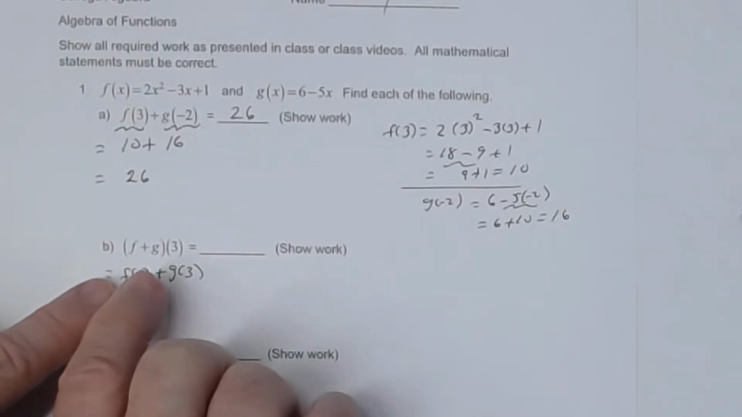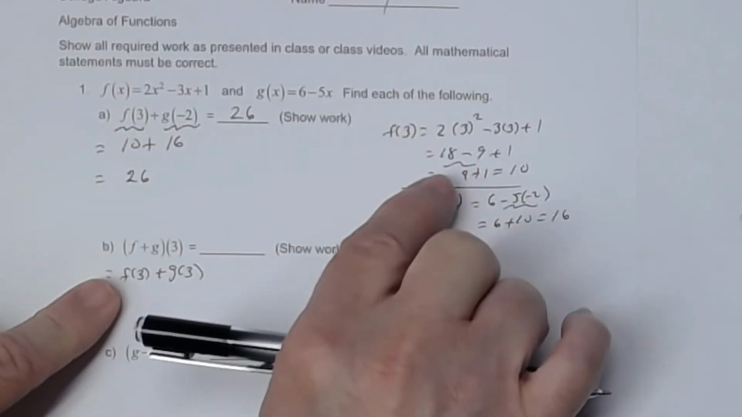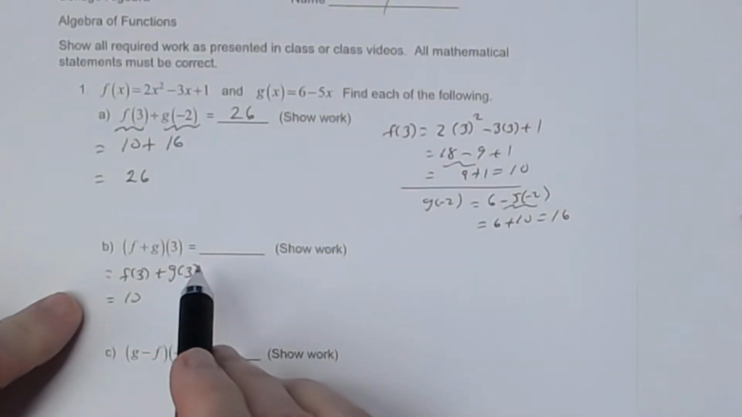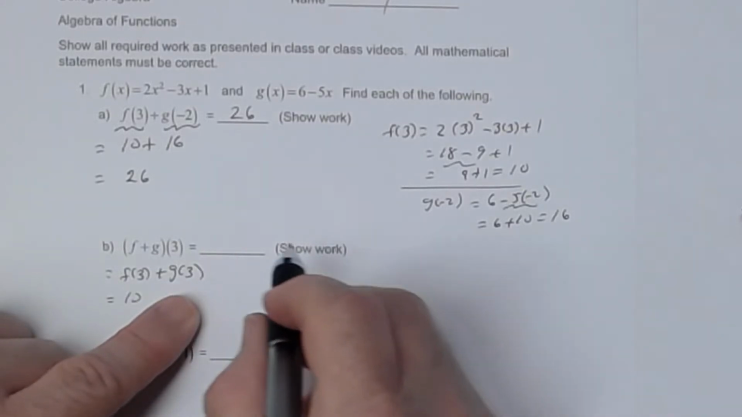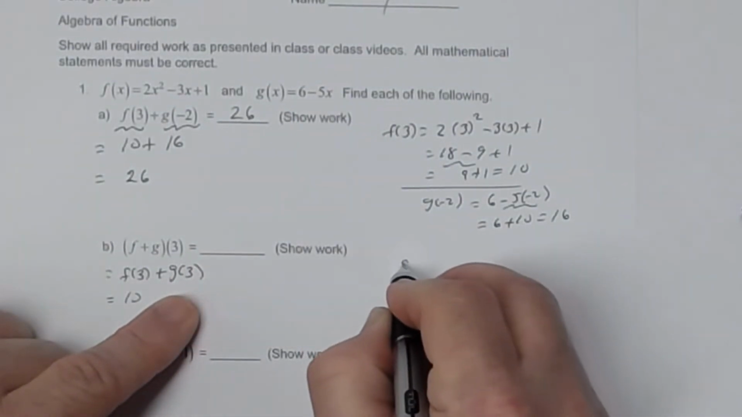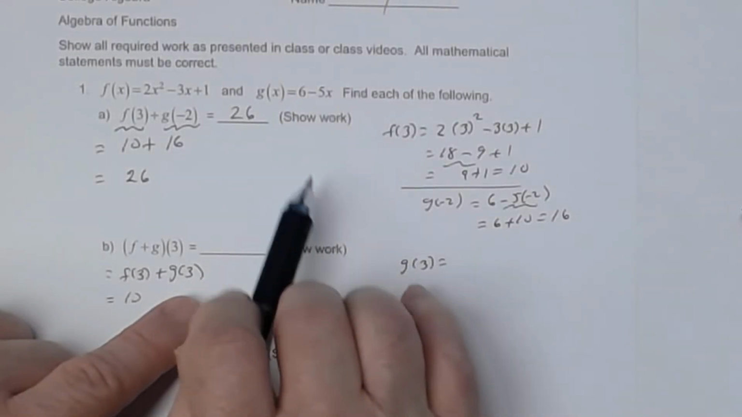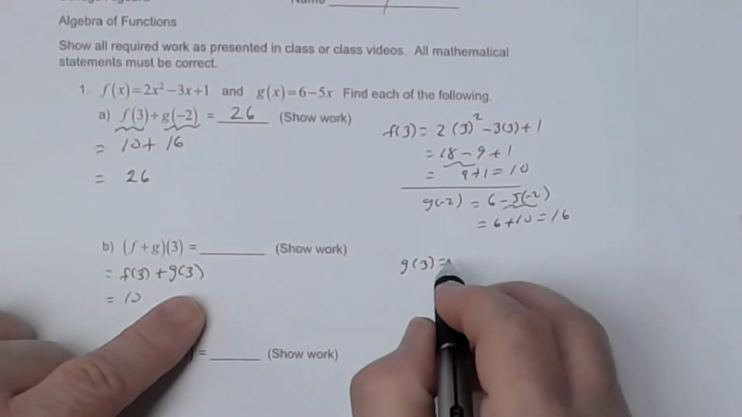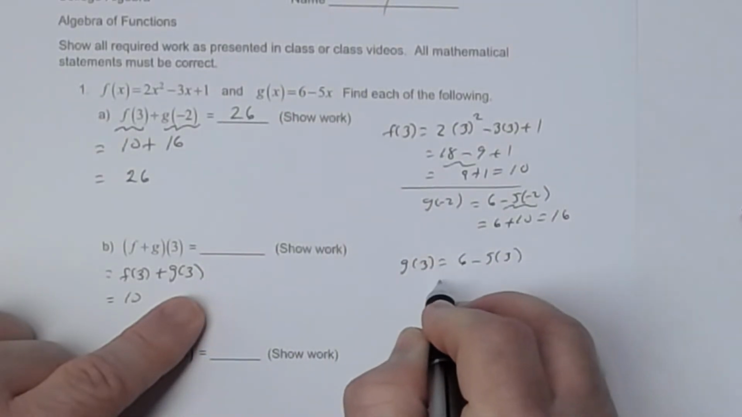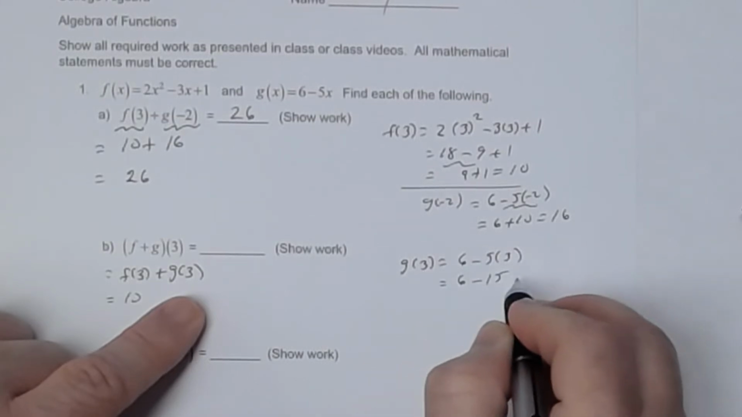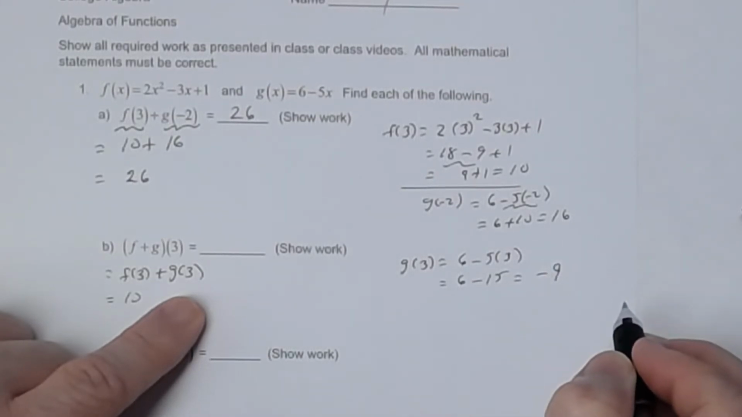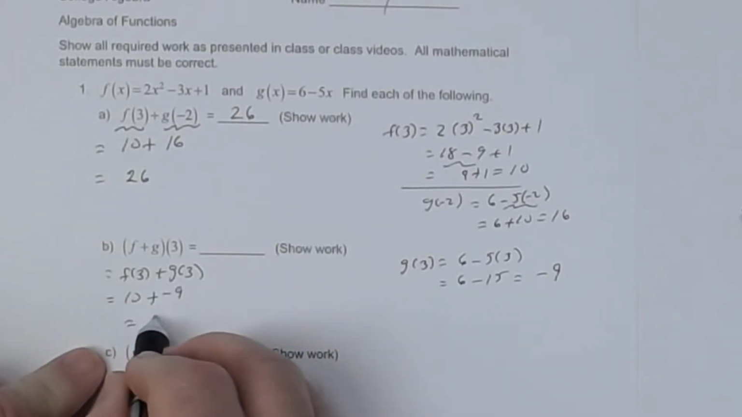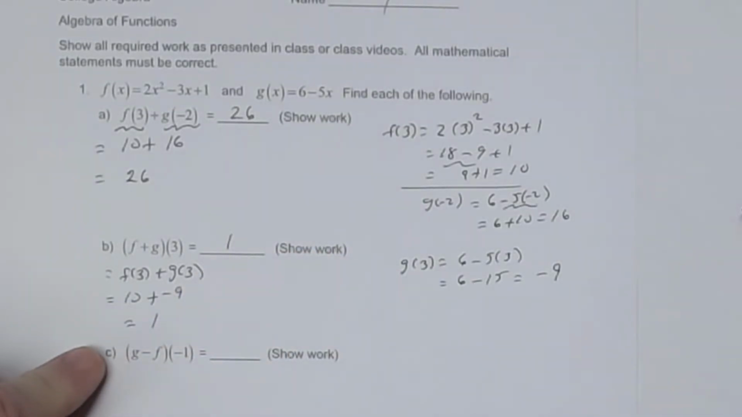Well, see this f of 3, I already did that one, right? So that's already done. So that's 10. So I know that right away that's 10 because I already did that one. Now let's find g of 3. So g of 3 says I go to my function g, and wherever I see the variable x, I substitute 3. So that's going to become 6 minus 5 times 3. So that's 6 minus 15, and 6 minus 15 is a negative 9. So that becomes 10 plus a negative 9, and 10 plus a negative 9 is a positive 1. So 1 goes there.